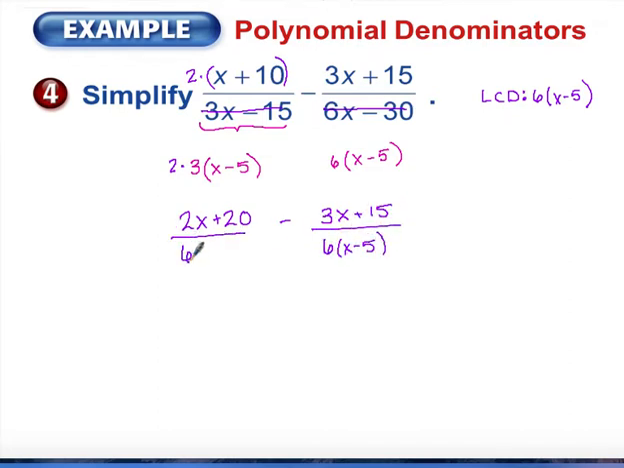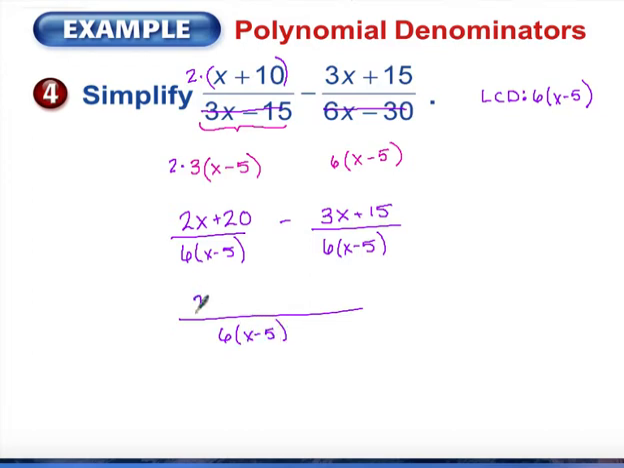So this is what I have right now after finding lowest common denominators. I have 2x plus 20 over 6 times the quantity of x minus 5, and 3x plus 15 over the quantity of 6 times x minus 5. So I'm ready to go ahead and do my subtraction.